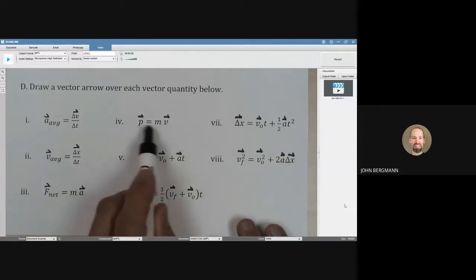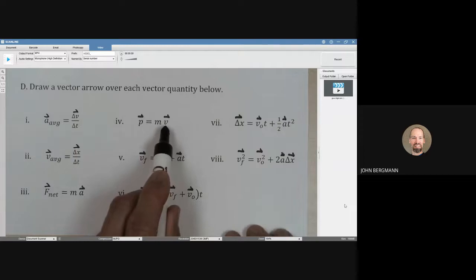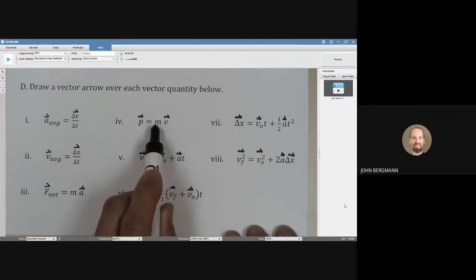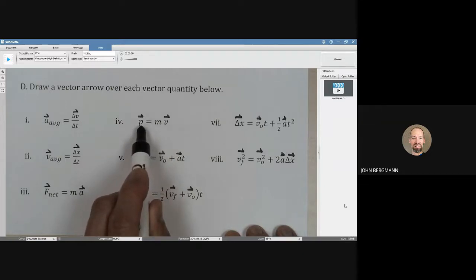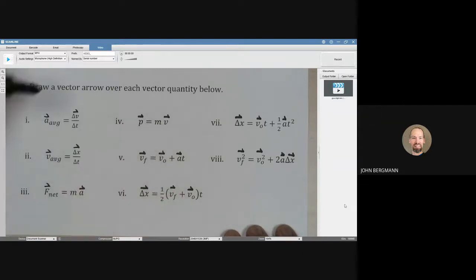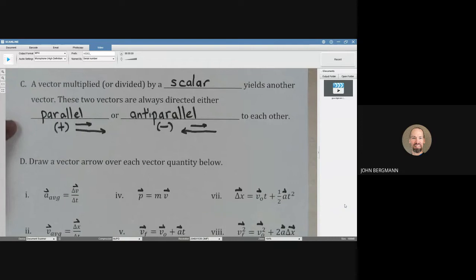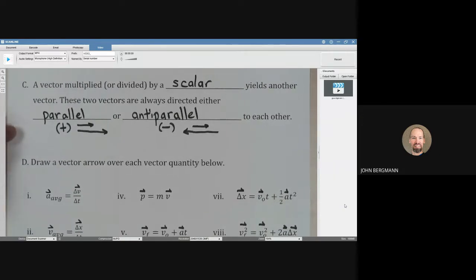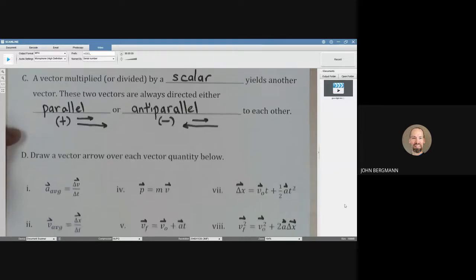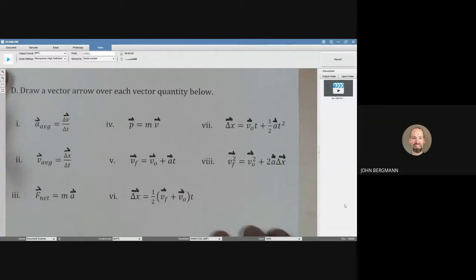Let's look at this momentum equation. A vector, like velocity, multiplied by a scalar, like mass, gives you another vector, momentum. Perfect. How about number one here? A vector, namely change in velocity, divided by a scalar gives you a vector. So these equations illustrate that statement there at the top of the screen. A vector multiplied or divided by a scalar yields another vector. And these two vectors are always directed parallel or anti-parallel to each other.